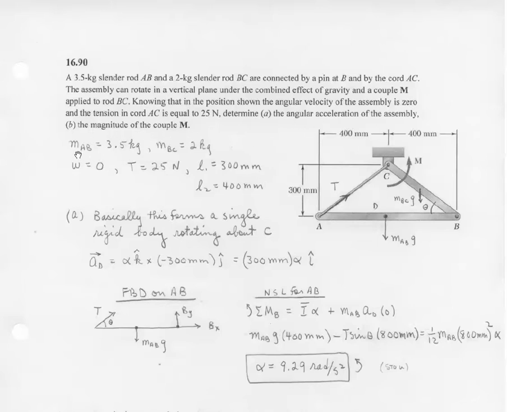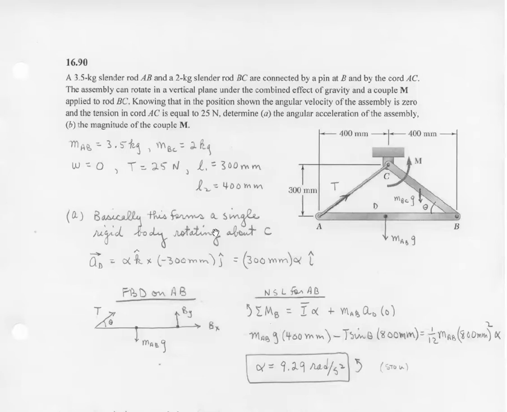So I'm going to call m_AB a 3.5 kilogram mass, and m_BC is 2. The initial angular velocity here is omega equals 0, tension is 25 newtons. L1 is 300 millimeters, and L2 is 400 millimeters. So L2 is the distance from here to here, and L1 is this distance right here.